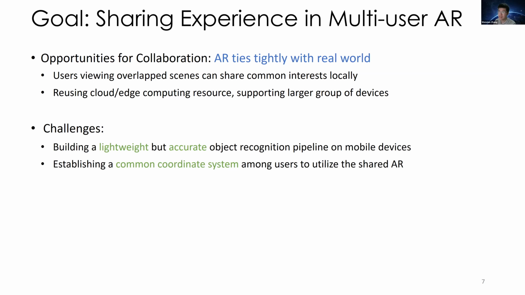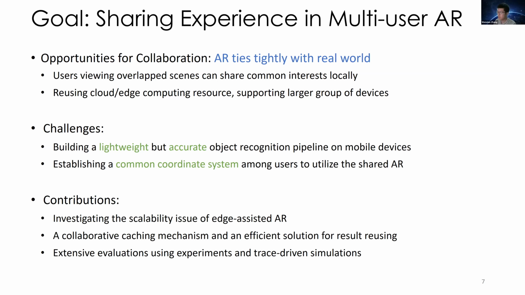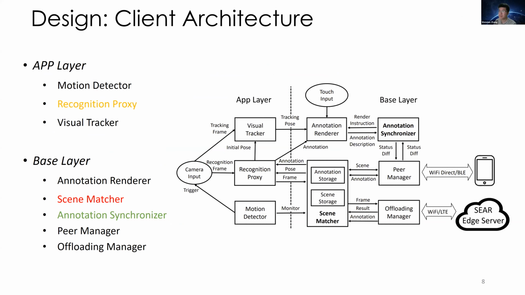Our challenges are, first, building a lightweight but accurate object recognition pipeline on mobile devices. And then we need to establish a common coordinate system among users to utilize the shared AR. Our contributions include investigating the scalability issue of edge-assisted AR, a collaborative caching mechanism, an efficient solution for result review, and extensive evaluations using experiments and trace-driven simulations.